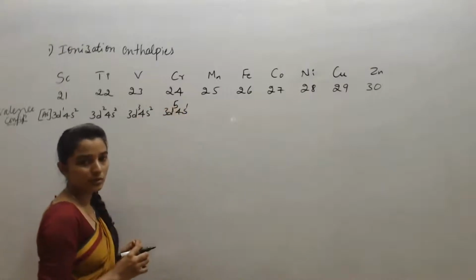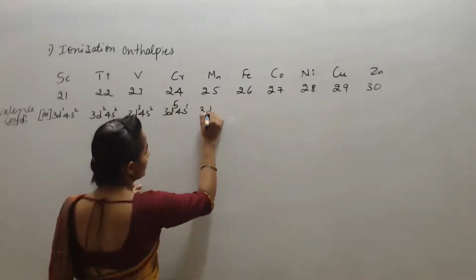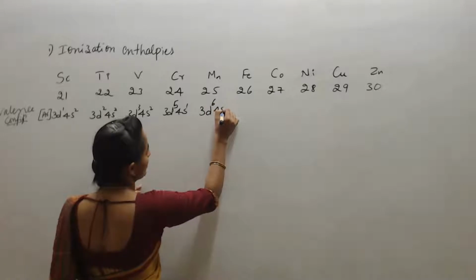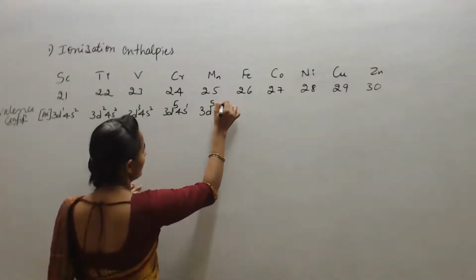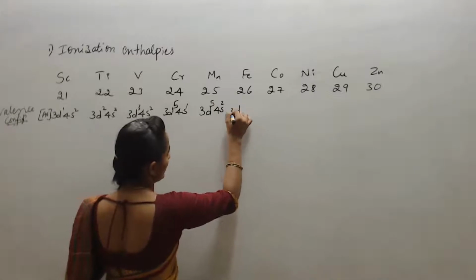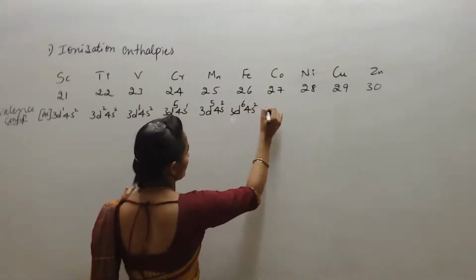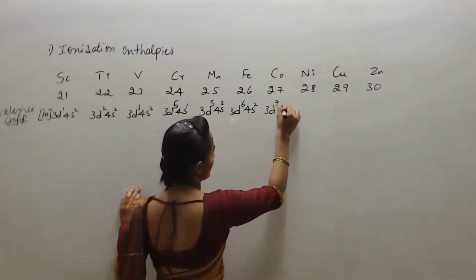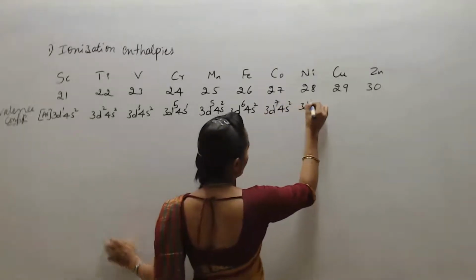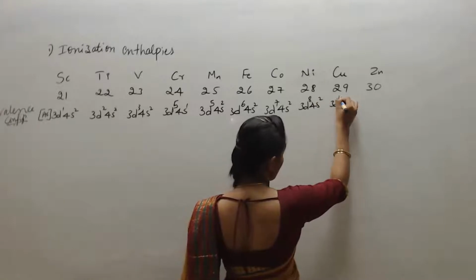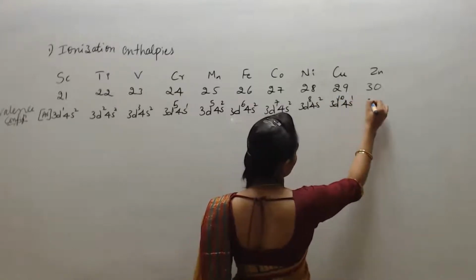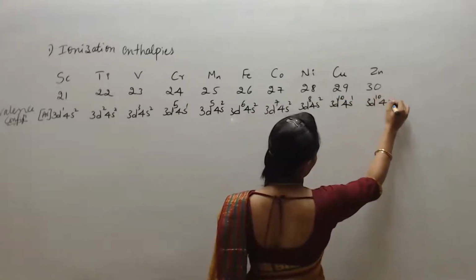3d5 4s1. Next, 3d5 4s2, 3d6 4s2, 3d7 4s2, and 3d8 4s2. Then 3d9, sorry, 3d10 4s1, and 3d10 4s2.